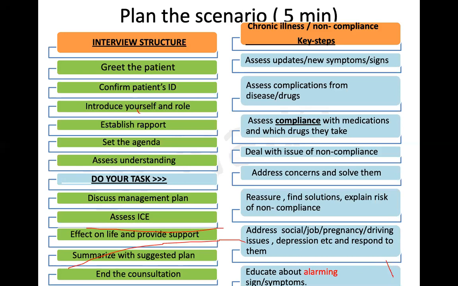And in addition, you have to ask if they have any complications from the drugs. Let's say they are taking amiodarone, for example, for arrhythmia. Here you have to ask if there are any side effects from the amiodarone, any photosensitivity. Did he notice any difficulty breathing? Did he notice any yellowish discoloration in his eyes, for example? All right, just to assess the side effects of amiodarone. So these are just examples.